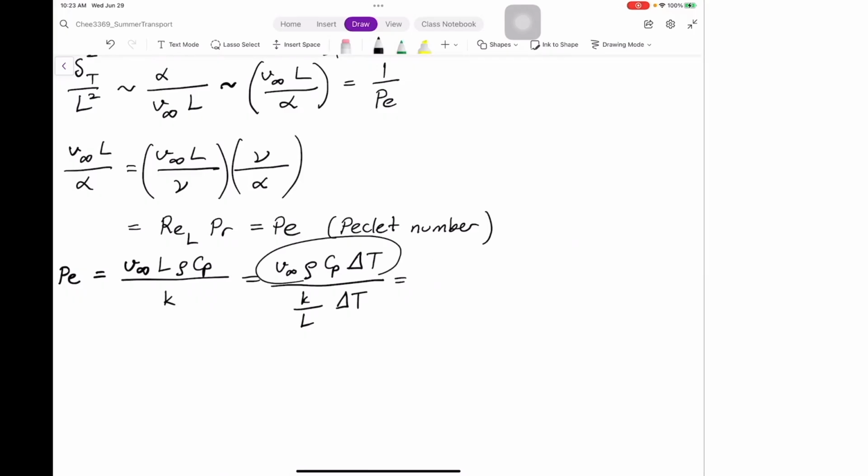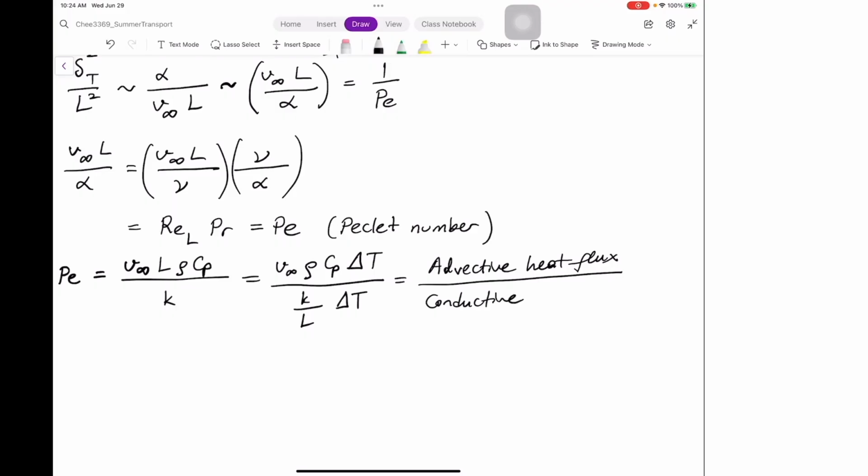as you can see, the numerator is something actually familiar, right? It's the advective heat flux. It's the heat flux caused by the motion of the object itself. It's like you're moving your hot coffee from one place on the table to another place. It's just because you're moving the object, the heat is being transferred. So that's the advective heat flux, divided by K over L delta T, which is something familiar as well. That's the conductive heat flux.